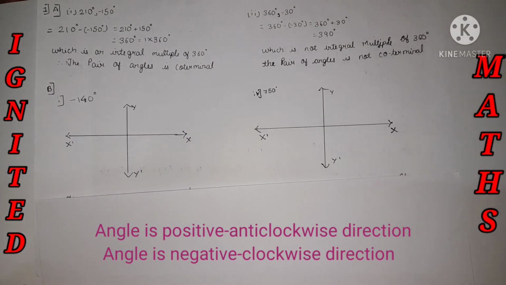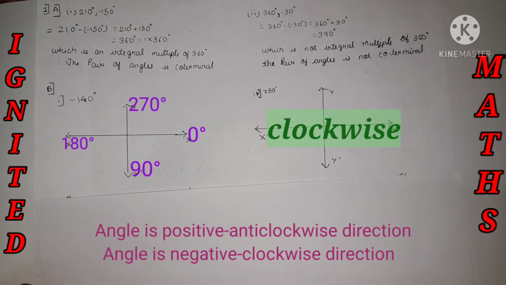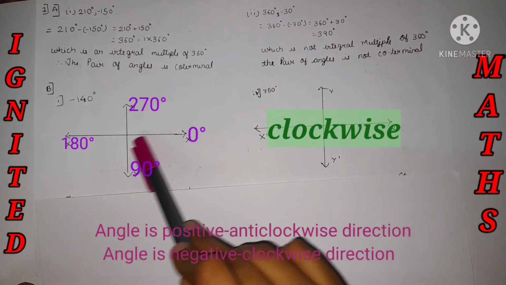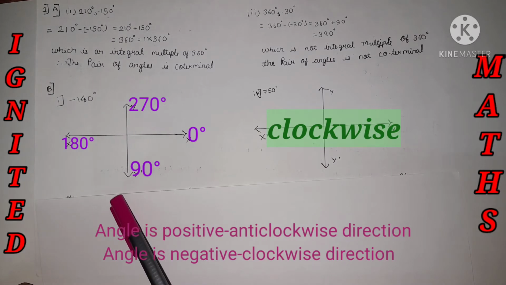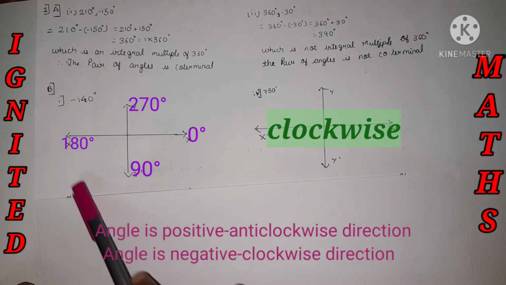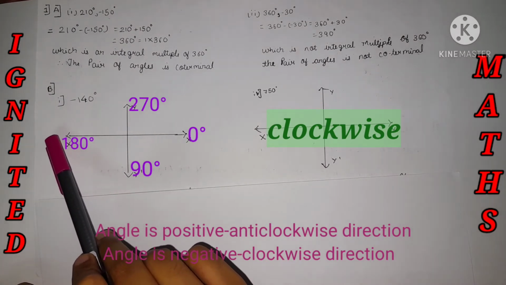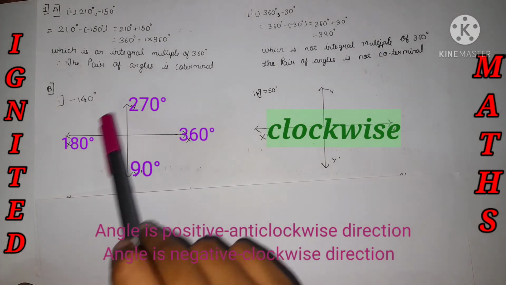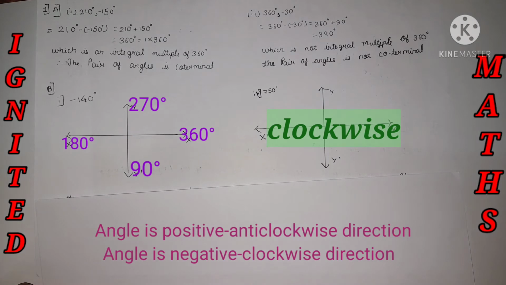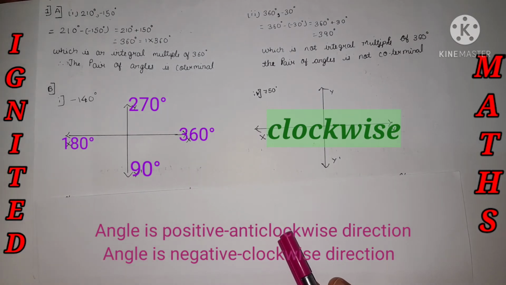If the angle moves in the clockwise direction, the angles have negative values. So over here at the fourth quadrant, the angle goes from 0 to 90, and at the third quadrant 90 to 180, second quadrant 180 to 270, and first quadrant 270 to 360 degrees. This is how the angle forms in clockwise, anti-clockwise, or positive and negative degrees.